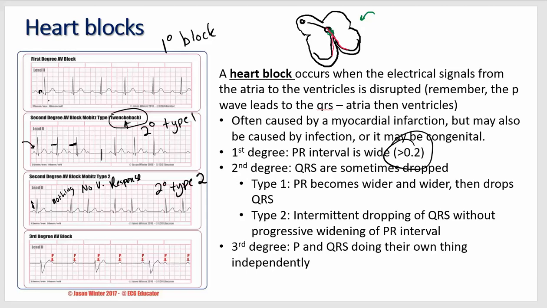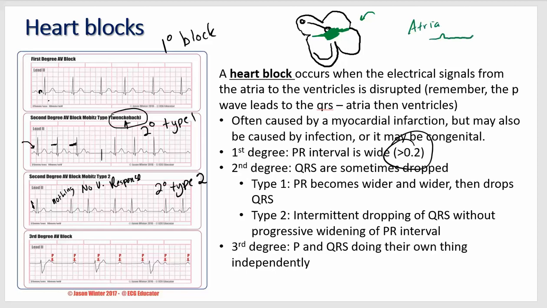And then down here we have a third degree, which is where everything's independent. So that signal, and I'll draw it up here. I wonder what happens if I use the erase function on that. Oh. That signal that we had between the ventricle and the atria is completely blocked. There's no signal happening. Nothing is getting through. So now we have the atria that are doing their own thing.